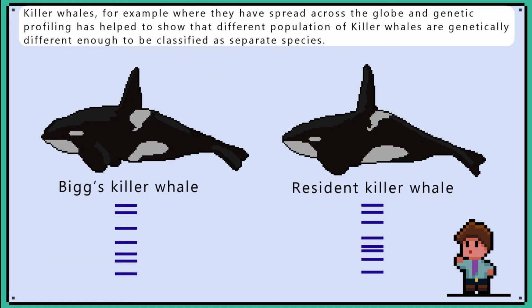It can even be used to help classify species by determining if two individual organisms are genetically different enough to be classified as two separate species or not. This has happened in killer whales, for example, where they have spread across the globe, and genetic profiling has helped to show that different populations of killer whales are genetically different enough to be classified as separate species.